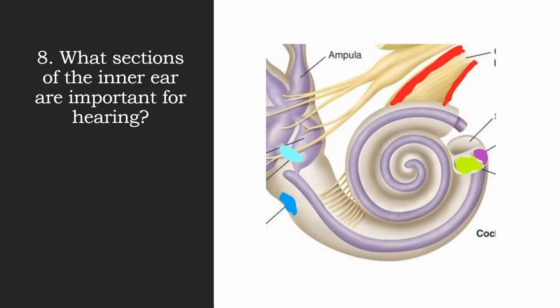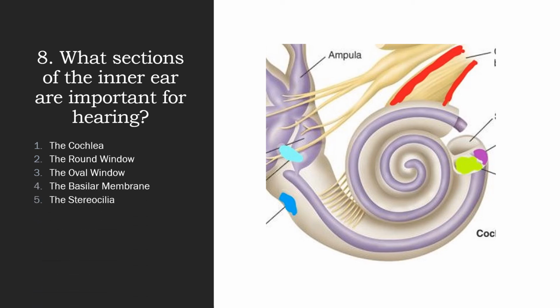For quiz question number 8, what sections of the inner ear are important for hearing? Number 1 is the cochlea. Number 2 is the round window. Number 3 is the oval window. Number 4 is the basilar membrane. Number 5, the stereocilia. And number 6 is the cranial 8 nerve.